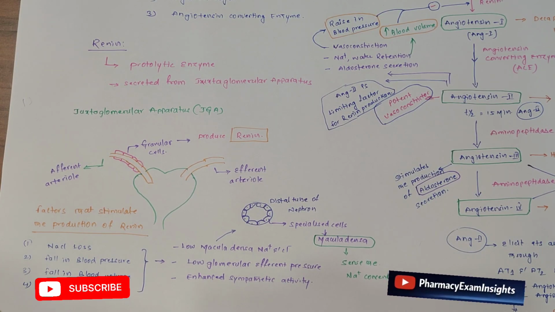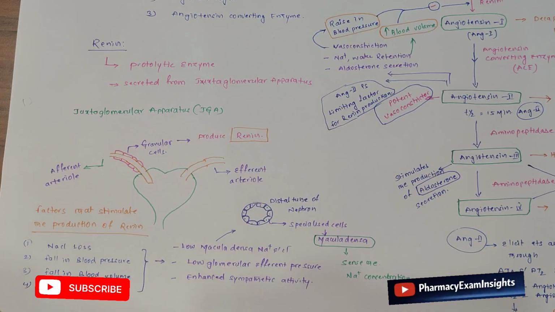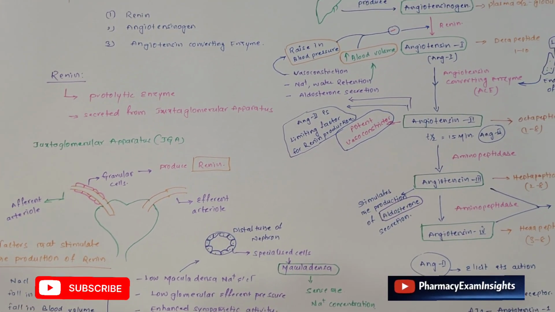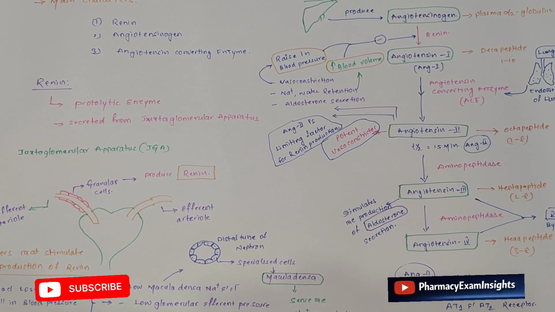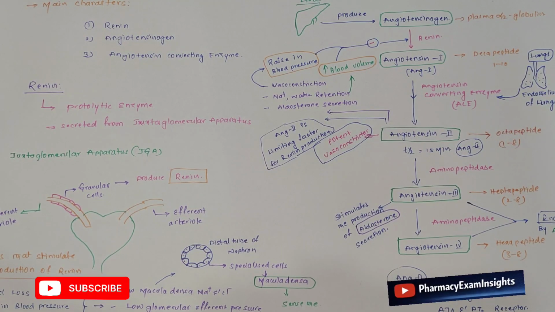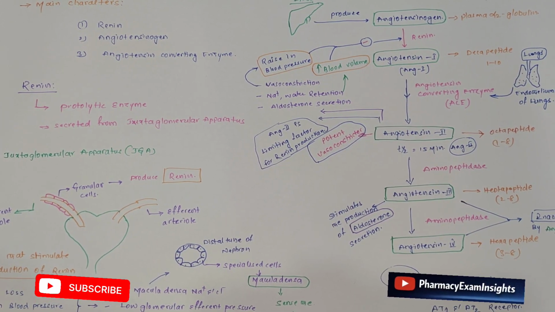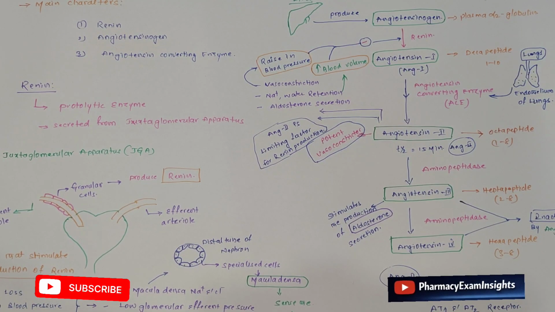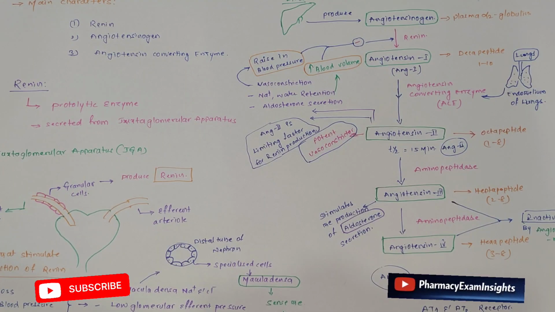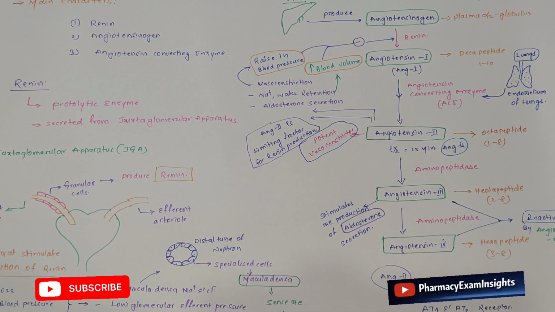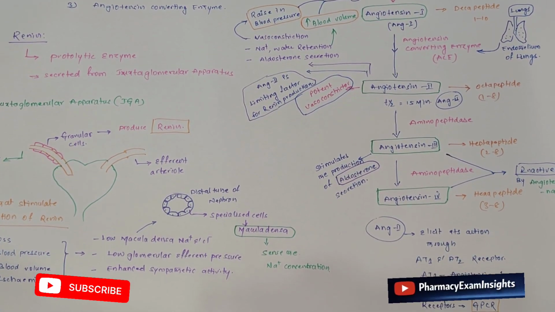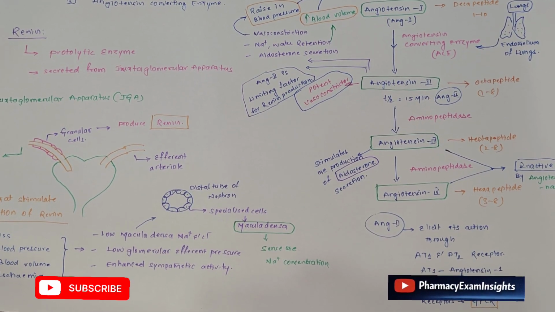Factors that stimulate the production of renin are sodium chloride loss, fall in blood pressure, fall in blood volume, and renal ischemia. All these factors trigger low macula densa sodium chloride, low glomerular afferent pressure, and enhanced sympathetic activity. The macula densa is inside the distal tubule of the nephron. There are some specialized cells called macula densa. It will sense the low sodium concentration. So whenever sodium concentration is less, the macula densa will be activated to produce the renin enzyme.